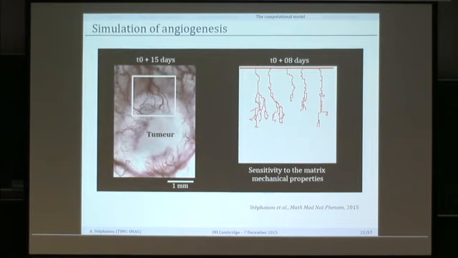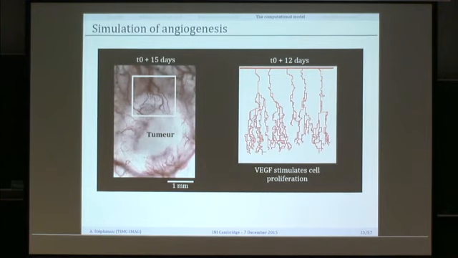With all the hypotheses that we saw this morning. And recently in this model we implemented some sensitivity to the matrix mechanical properties, because we wanted to explain how the vessels could meet in a 3D structure, which was not obvious from the previous model. So we implemented that and it works quite fine in integrating these mechanics. So it's a recent study. And we go on growing the network, and the VEGF stimulates the proliferation.